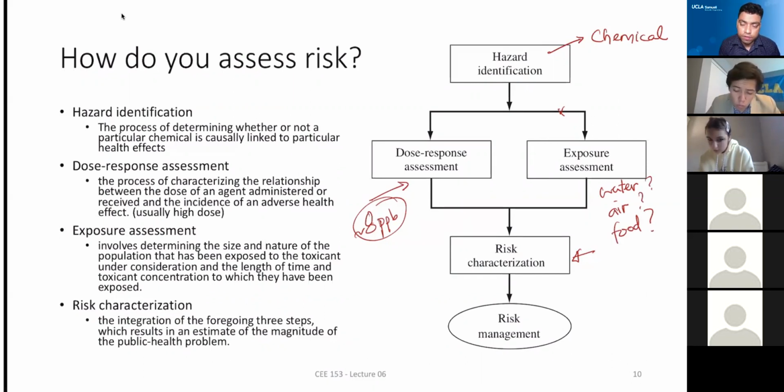For instance, asbestos. Asbestos is a carcinogen, but if you drink asbestos, it may not cause that much harm. But if you inhale asbestos, that causes lung cancer. So through air, it is more toxic. That's why it's important to know which mode you are going to receive it by. Okay.